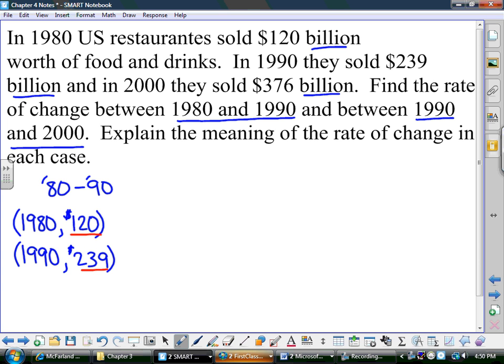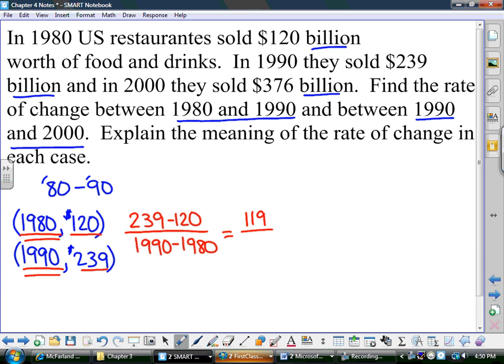y minus y over x minus x. When I subtract, I get 119 over 10, which is 11.9.